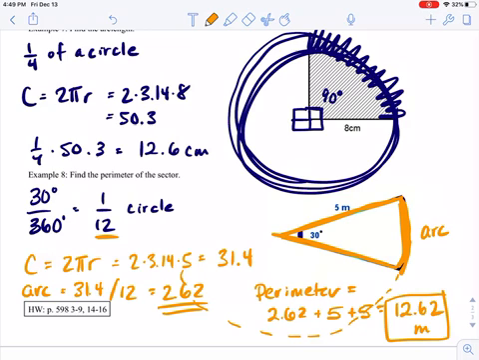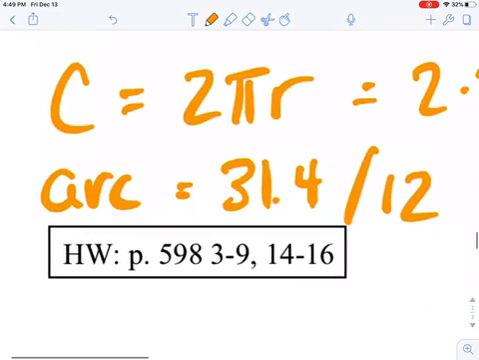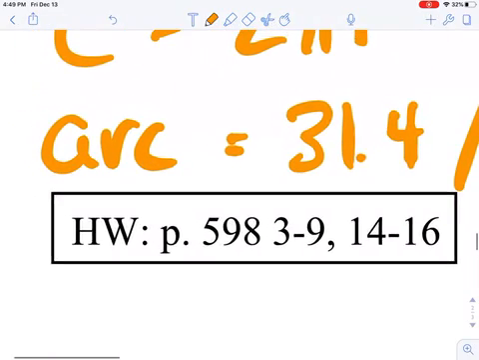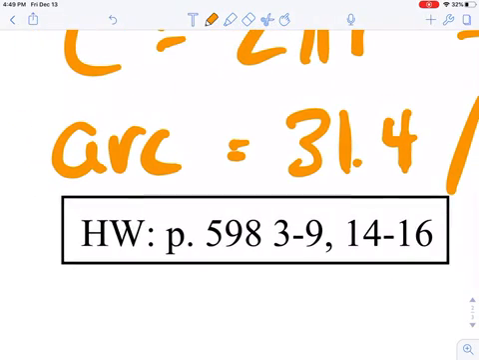Okay, I hope you feel you've had enough examples to start the assignment. It's on page 598. It's questions 3 through 9 and 14 through 16. You can find that in the book in the classroom or posted on Canvas as a PDF. Good luck.